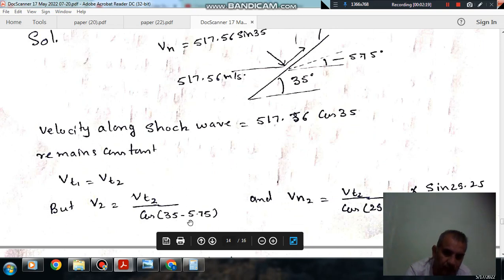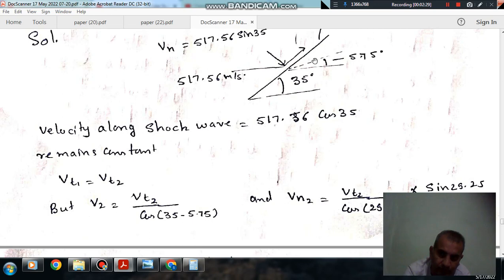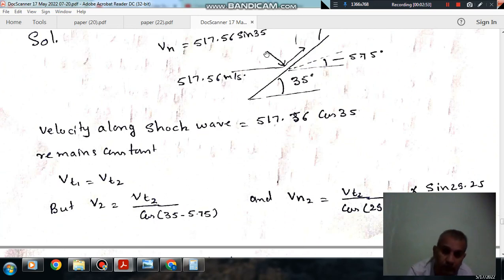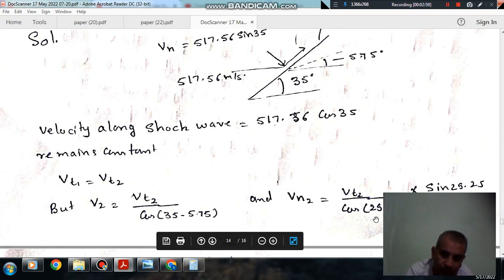So V2 is Vt2 divided by cos(35 minus 5.75). Okay, so that will be the velocity in this direction, and the sine component will be the normal component of velocity. Yes, this is your Vn1, this is your Vn2. So Vn2 will be Vt2 by cos 29.25 into sin 29.25. Because the normal component of the flow changes, but the tangential component remains the same. So the new normal component is Vt2 by cos 29.25 into sin 29.25.